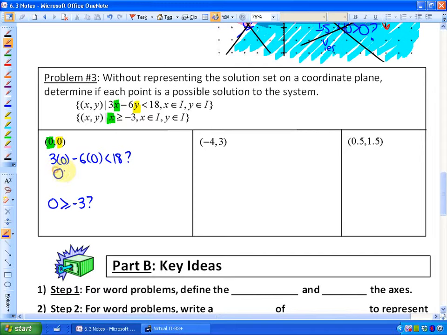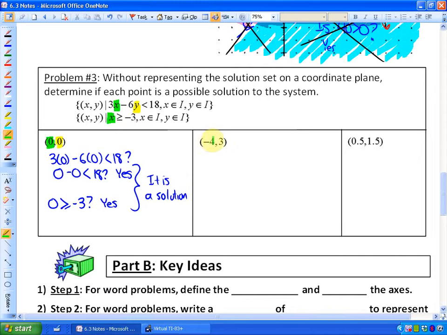So for the first one, is 0 minus 0 less than 18? The answer is yes. Is 0 greater than or equal to negative 3? The answer is yes. So as a result of this both being yes, it is a solution. Let's do another one.